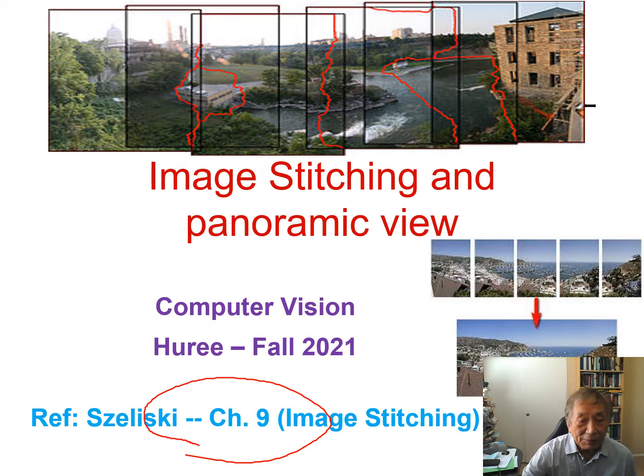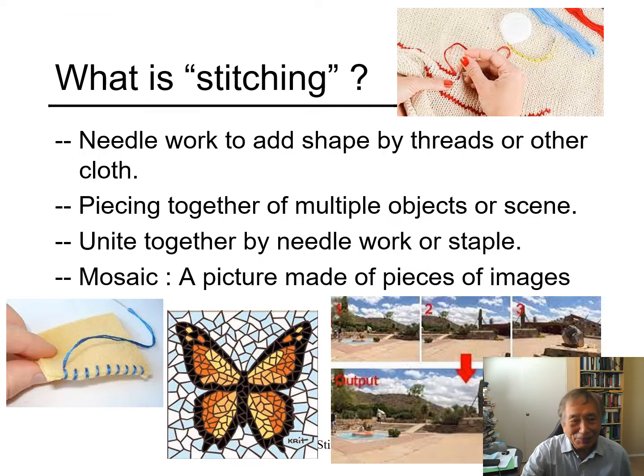Anyway, maybe for some of you the word stitching seems to be new, and the panorama, I'm sure you know the words. So let me explain what stitching is. Unless you are a lady, you may not know this, but using a needle and colored thread, the string, they make some kind of decoration or shape on a piece of paper, or piece more than one sheet together just by needlework. So needlework adds shape by thread or other cloth.